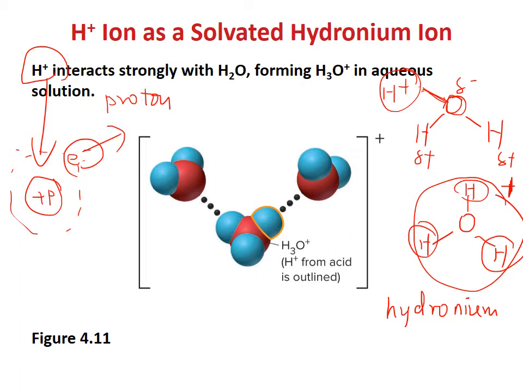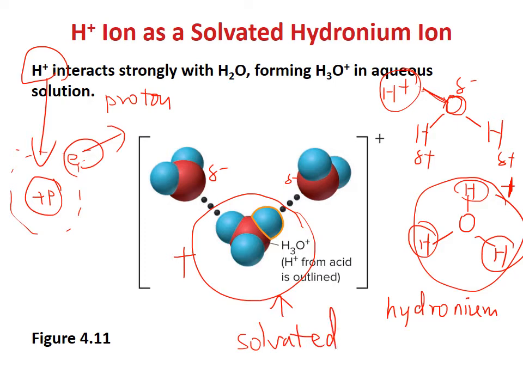Now, this hydronium ion has a positive charge, and this positive charge is stabilized by the partially negatively charged oxygen atoms of the surrounding water molecules. And so we can say this hydronium ion is solvated by the water molecules.